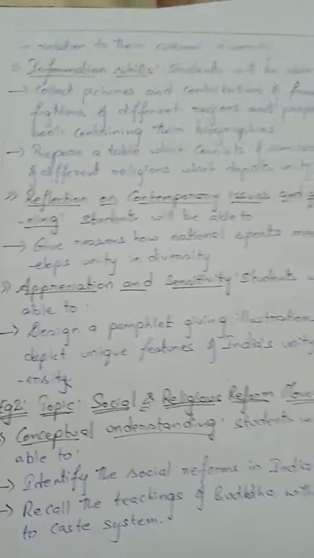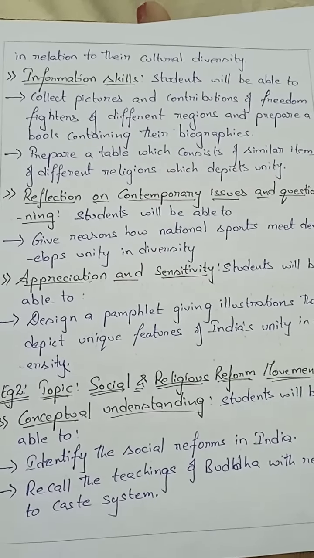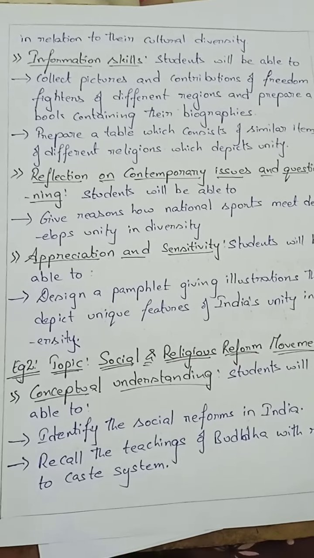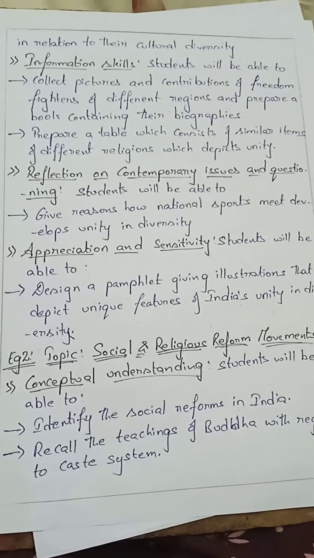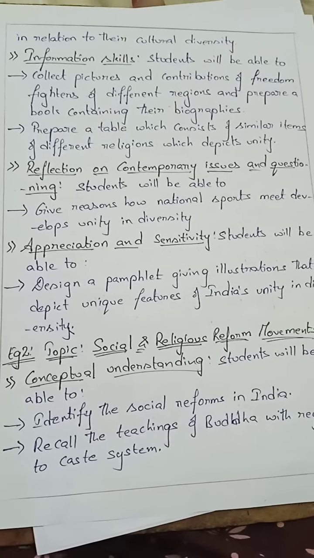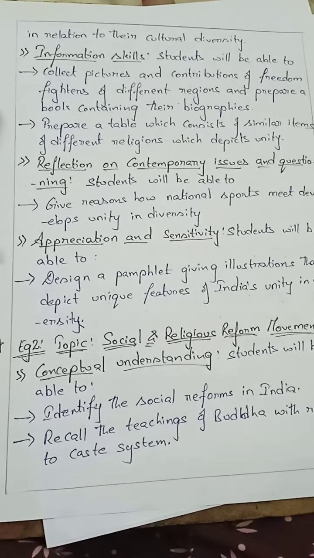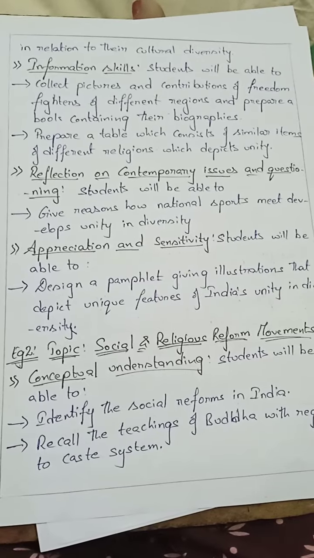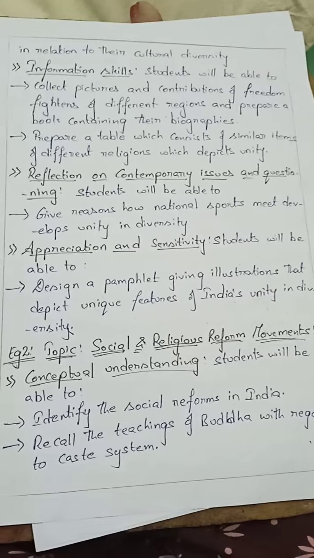In the form of information skills, students will be able to collect pictures and contributions of freedom fighters of different religions and prepare a book containing their biographies. Reflecting on contemporary issues and questioning: students will be able to give reasons how national sports and meets develop unity in diversity. In the form of appreciation and sensitivity, the students will be able to design a pamphlet with illustrations that depict the unique features of India's unity in diversity.